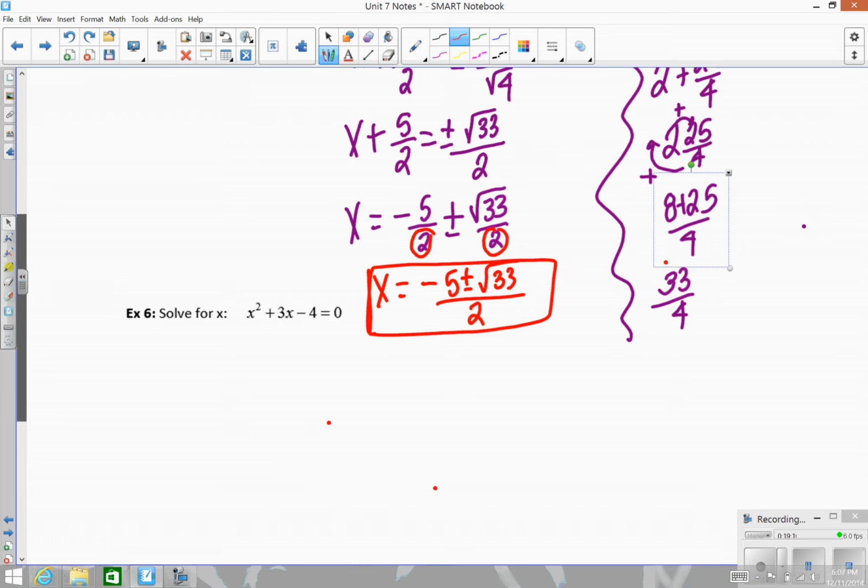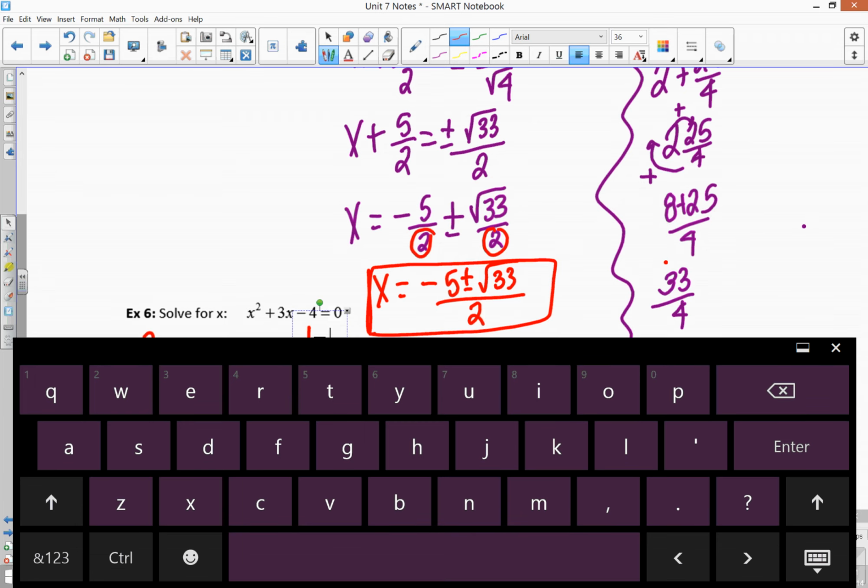So we have x squared for this one plus 3x equals 4. I bring the 4 over, so I'm going to draw the square.